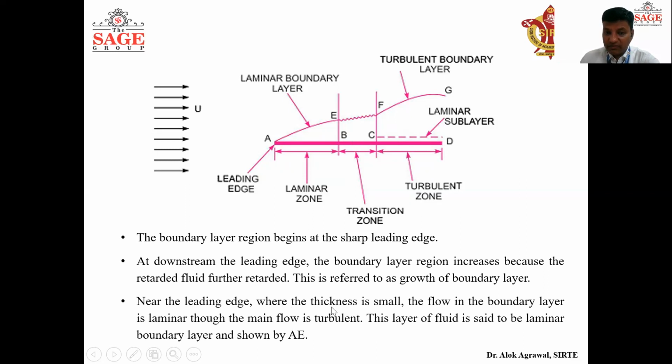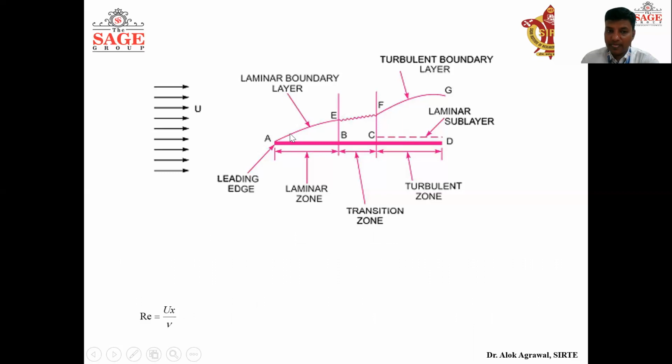Again, near the leading edge the thickness is small. Here the flow inside this boundary layer is laminar, though the fluid coming from far away has a turbulent behavior. This layer of fluid is called the laminar boundary layer and is shown by AE. In this region, the fluid has a very low velocity, and it is called laminar flow, and that's why this layer is called the laminar boundary layer.